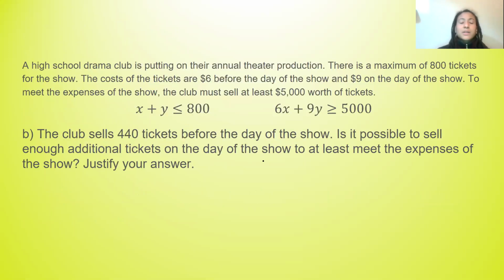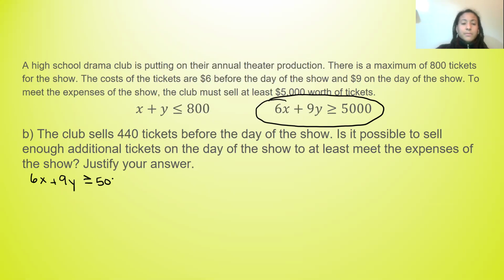It says the club sells 440 tickets before the day of the show. Is it possible to sell enough additional tickets on the day of the show to at least meet the expenses of the show? And we need to justify our answer. So, what does expense mean? Money we're spending. So, which inequality do you think we're going to be using? The second one. Okay, so it says 6x plus 9y greater than or equal to 5,000.